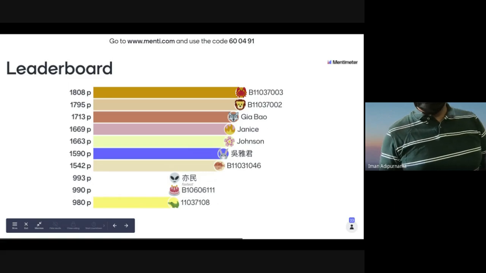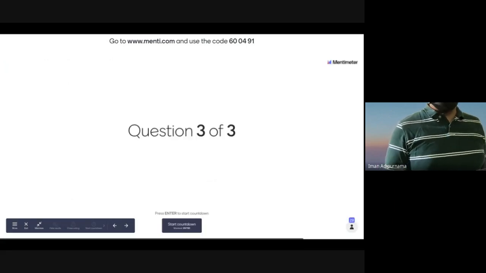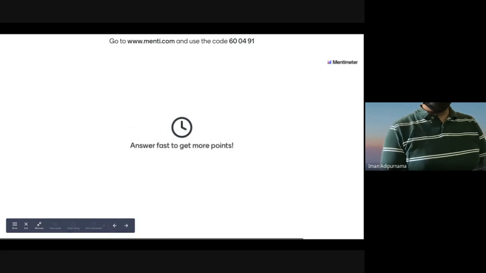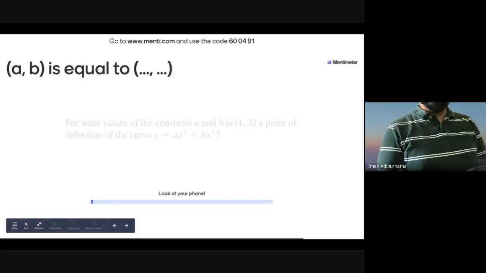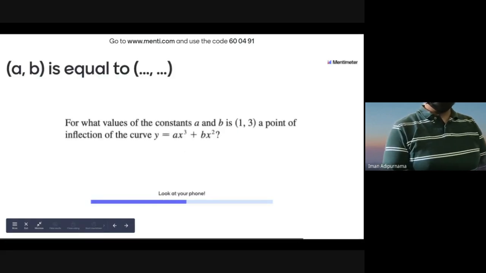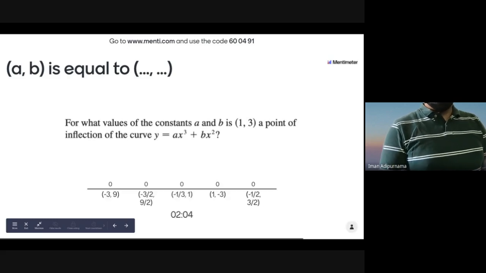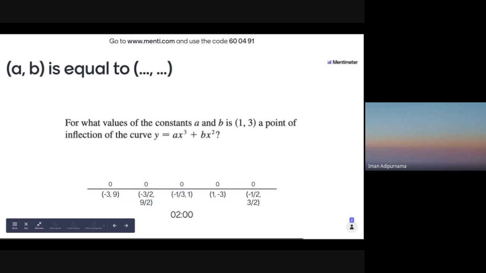Get ready for the last question. Three, two, one. It's a little bit long, so 2 minutes, I think, is enough. So you need to find A and B, and this 1.3 is the point of inflection.